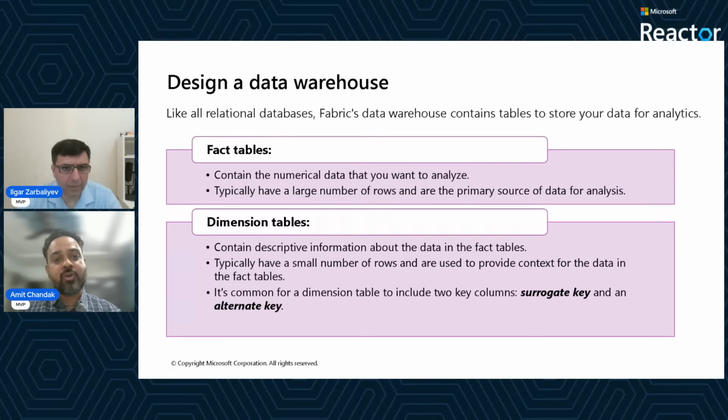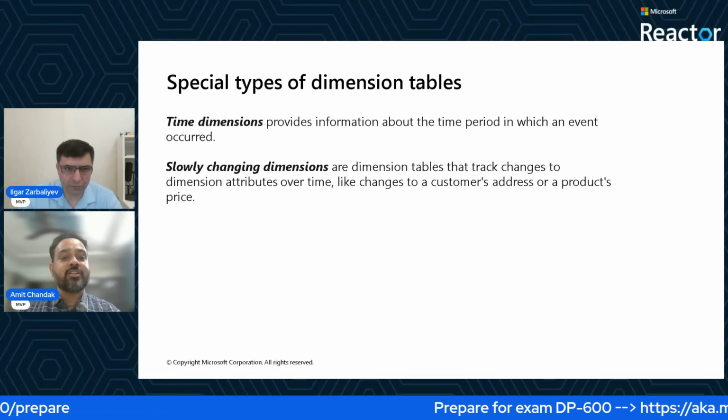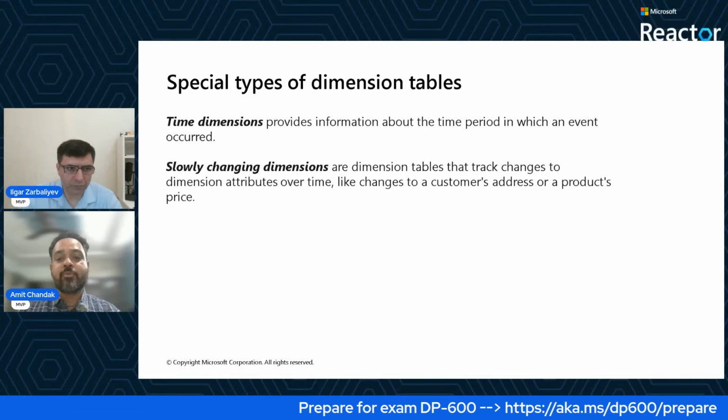Then we have the concept of a slowly changing dimension, which is basically a dimension that tracks changes in attributes over a period of time. There are different kinds of slowly changing dimensions, which we are going to discuss.